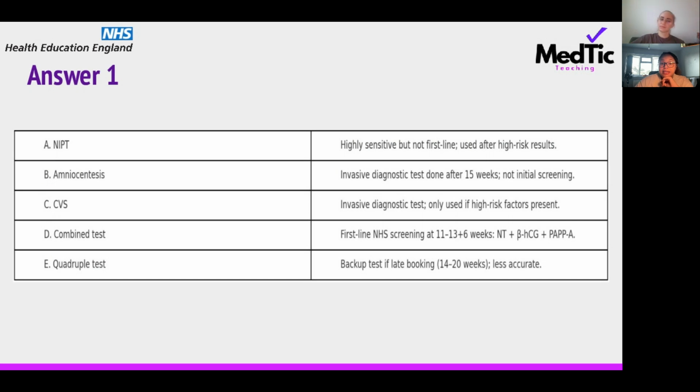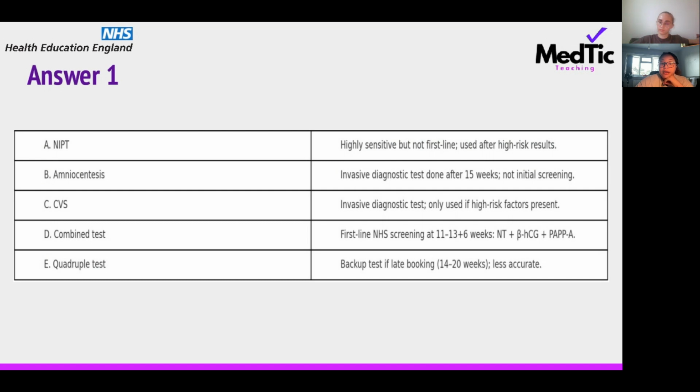Although it is quite sensitive for genetic disorders such as trisomy 21, it's not the first line screening test in the UK that the NHS offers. It's normally offered after high risk combined screening results or when indicated, such as advanced maternal age. B is incorrect because amniocentesis is an invasive diagnostic test not used for screening, and it's really only offered if screening shows a high risk or if it's done after 15 weeks gestation.